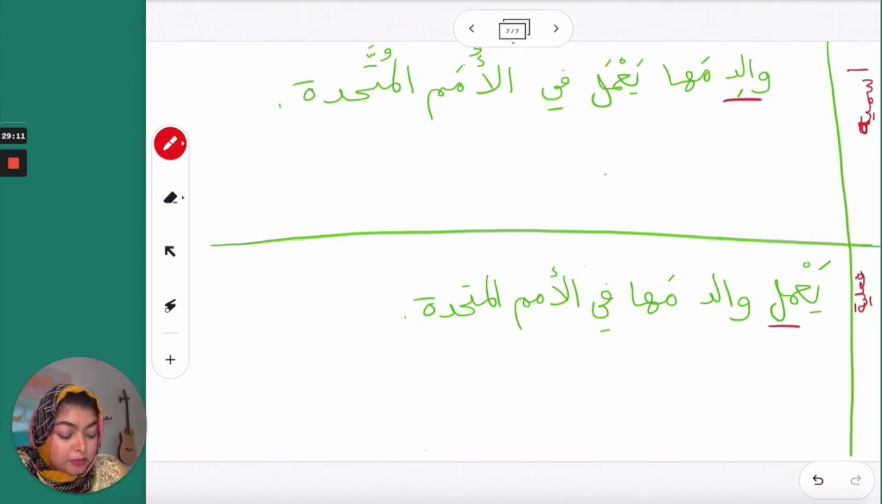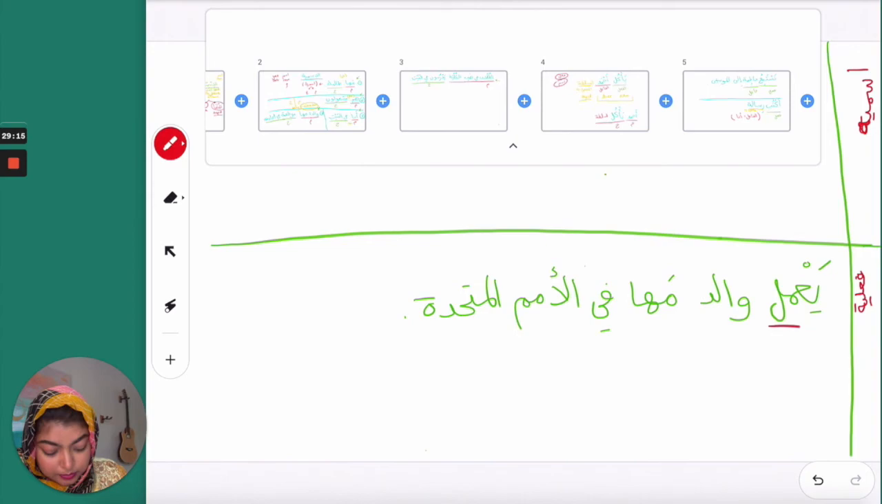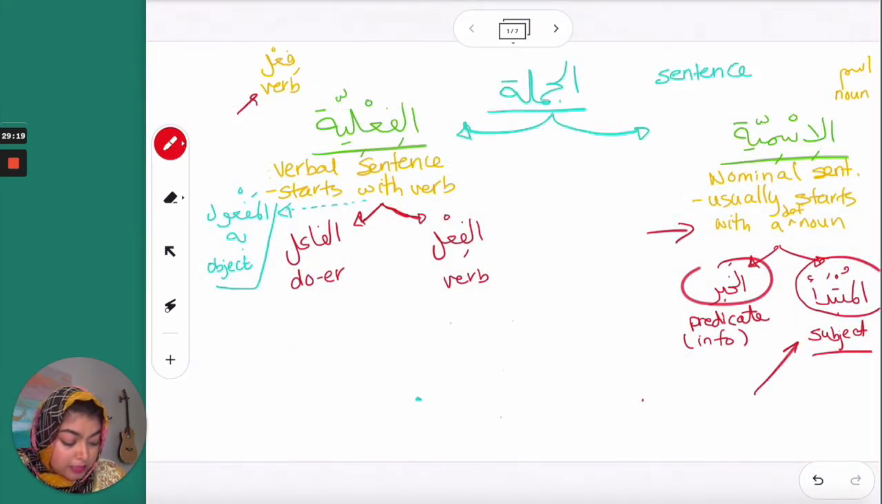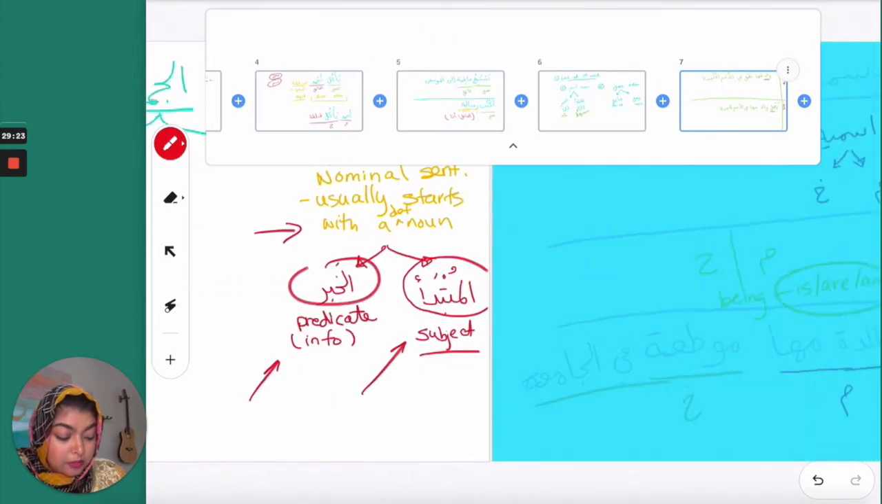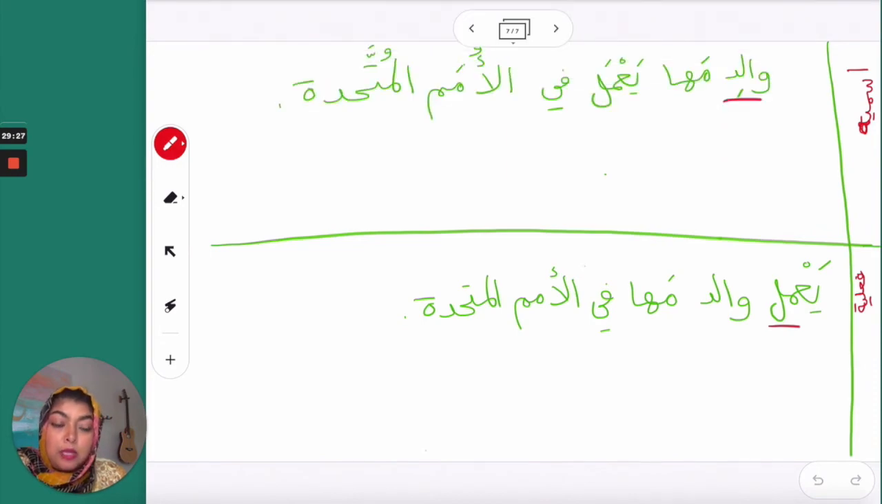Okay, الجملة الاسمية, if it's a nominal sentence, what are the two parts of a nominal sentence? We have المبتدأ والخبر. So then we have to look at this and say, okay, ما هو المبتدأ وما هو الخبر? والد مها يعمل في الأمم المتحدة. So we know والد for sure is part of the مبتدأ. Is any other word part of the مبتدأ?